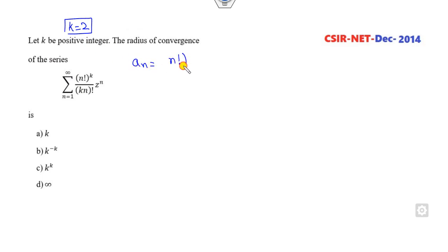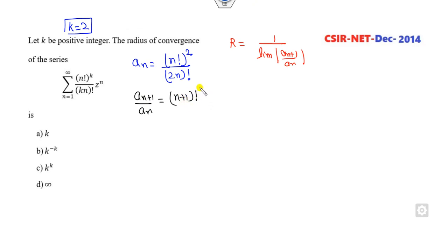So what is that? It's (n!)^2 divided by (2n)!. So what is the radius of convergence? It is 1 over the limit of a_(n+1) over a_n. Now if I find a_(n+1) over a_n, it is ((n+1)!)^2 over (2n+2)! divided by a_n. I can write this as a whole square into (2n)!. Fine. Now I can write this as a whole square.